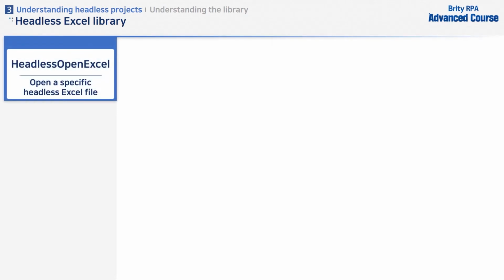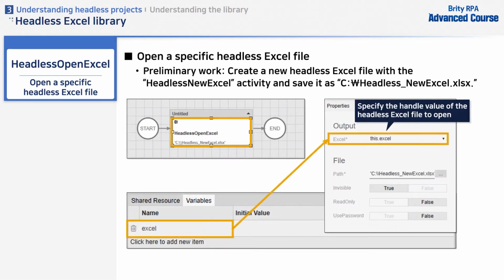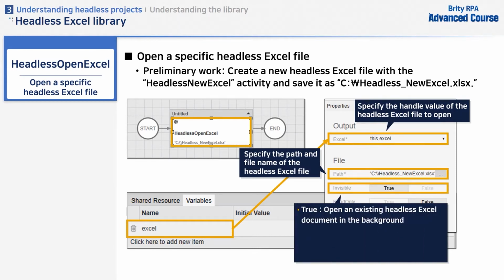The Headless Open Excel activity is used to open a specific Headless Excel file. For example, in the Headless Open Excel activity properties, specify the Excel field of the output item as the variable to store the handle value of the Headless Excel file to open. And in the path field of the file item, enter the path and file name for the Headless Excel file to open. Then, set the invisible field of the file item to true to open the existing Headless Excel document in the background. If you want to manually verify if the existing Headless Excel document is open normally, you can set the invisible field of the file item to false.